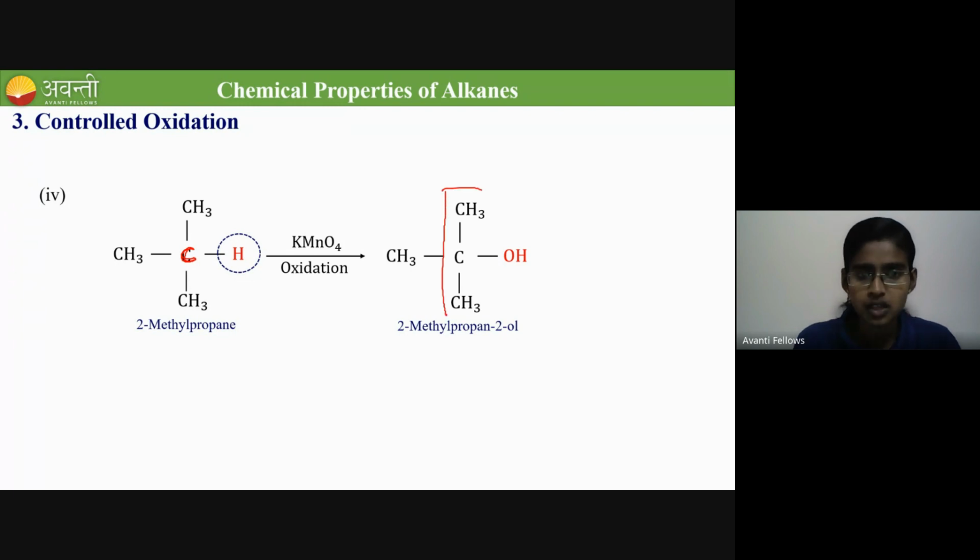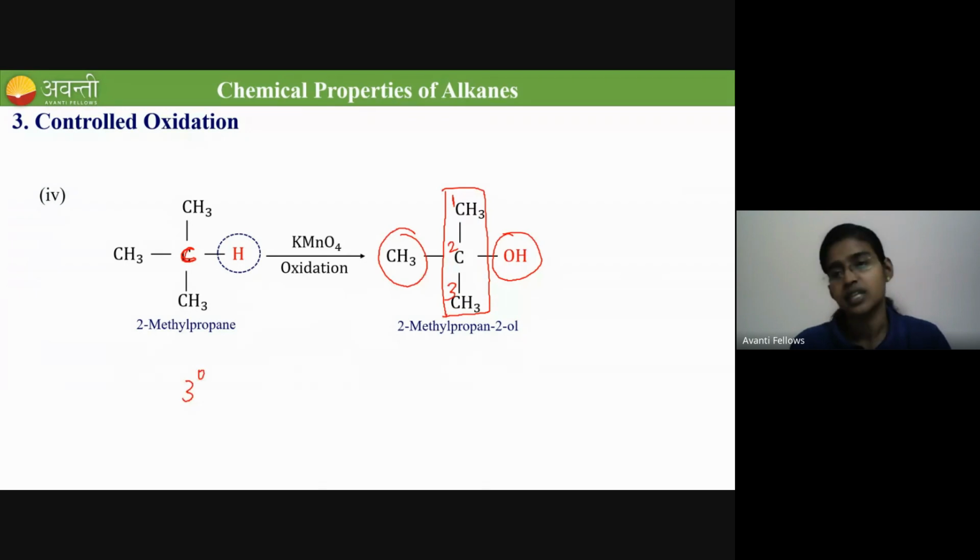So this is the longest chain. This is the parent chain. If I number this chain, to the second carbon I have a methyl, and to the second carbon alcohol is attached. So it is 2-methyl propan-2-ol. Got it? So only tertiary carbons can be oxidized with KMnO4. If you are taking secondary or primary alkanes, then you will not get tertiary alcohol. Got it? So this is again the controlled oxidation, and the metal that is being used here is also manganese.